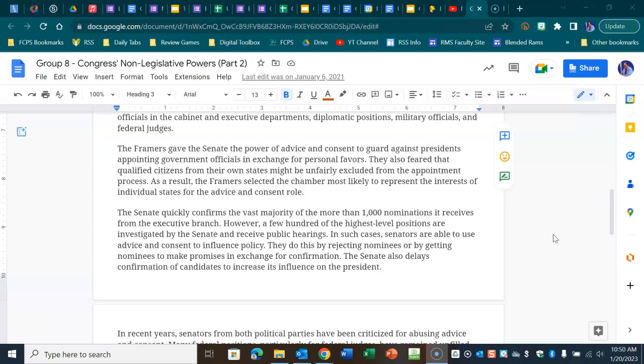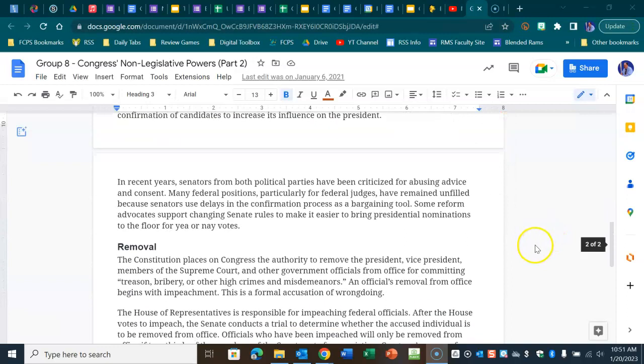However, a few hundred of the highest level positions are investigated by the Senate and receive public hearings. In such cases, senators are able to use advice and consent to influence policy. They do this by rejecting nominees or getting nominees to make promises in exchange for confirmation. The Senate also delays confirmation of candidates to increase its influence on the president.